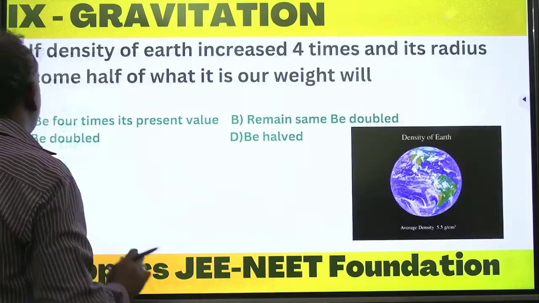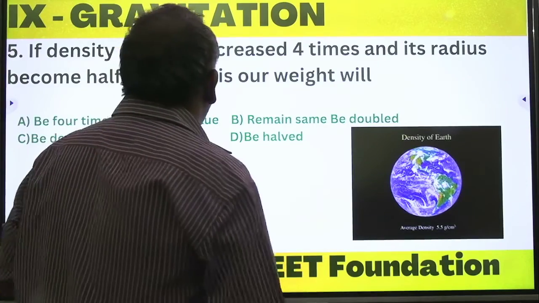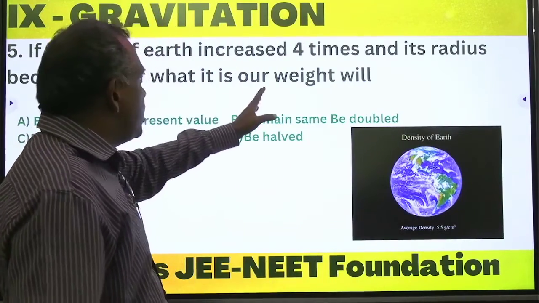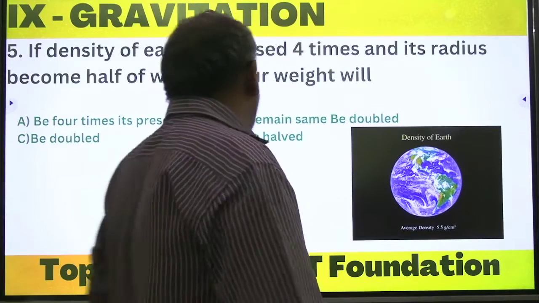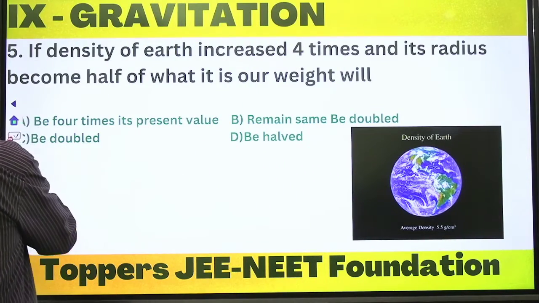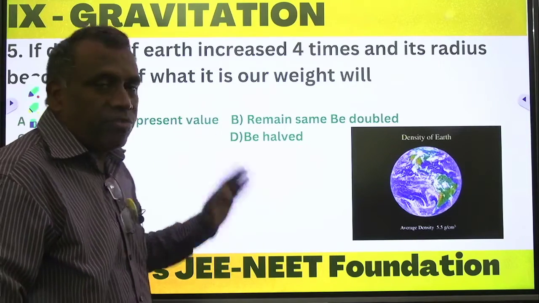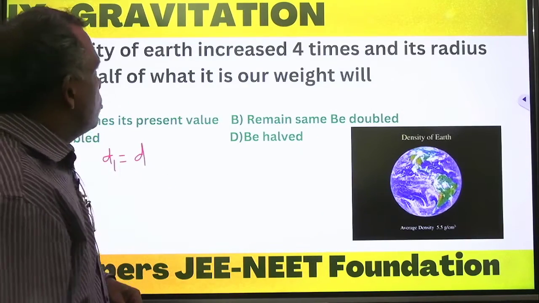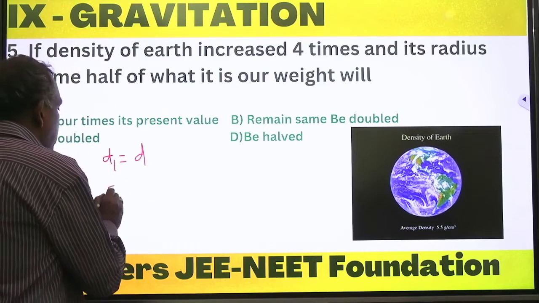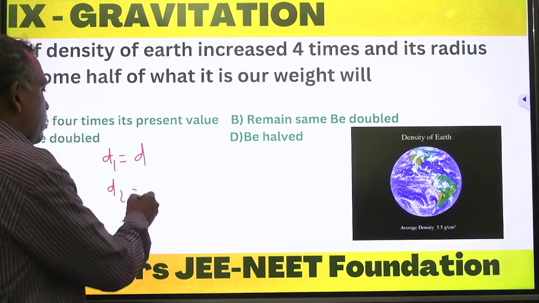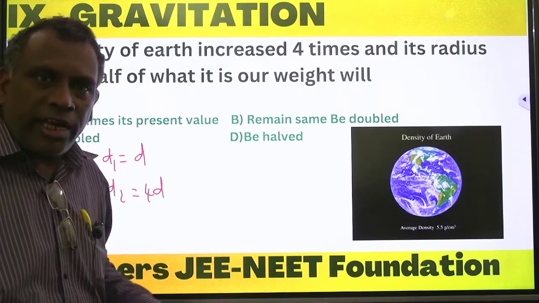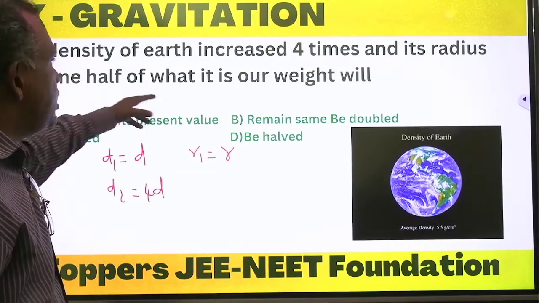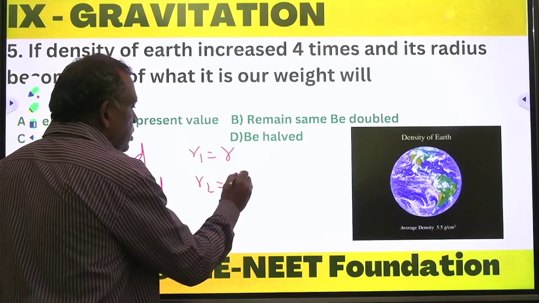The next question is the fifth one: if the density of the earth increases by 4 times and its radius becomes half, what will our weight be? See, here you should understand, first of all, the density changes by 4 times. Let us assume that d1 is the density of the earth. So d2 is nothing but the density which is changed to 4 times, so 4 times of d, 4d. See, the radius of the earth is r. Then the radius becomes half. R2 becomes r by 2.